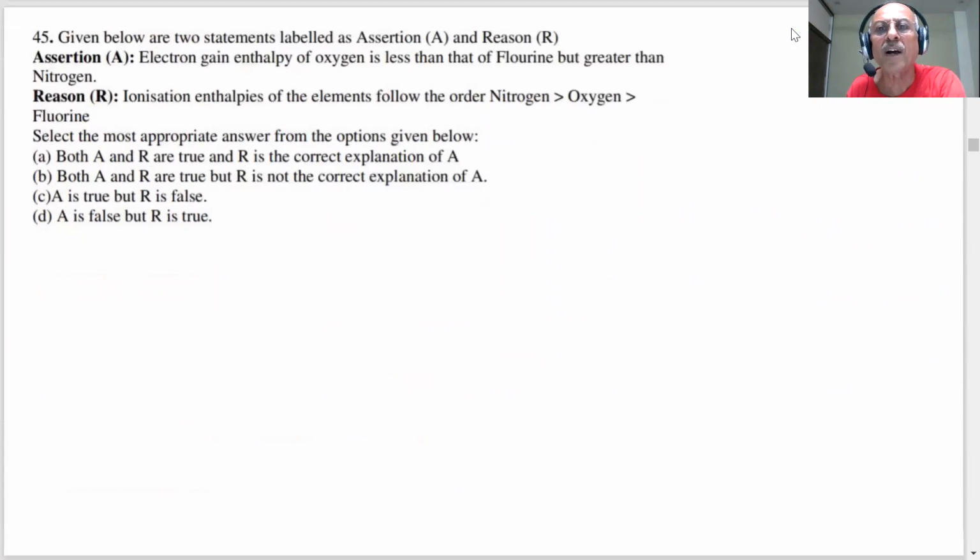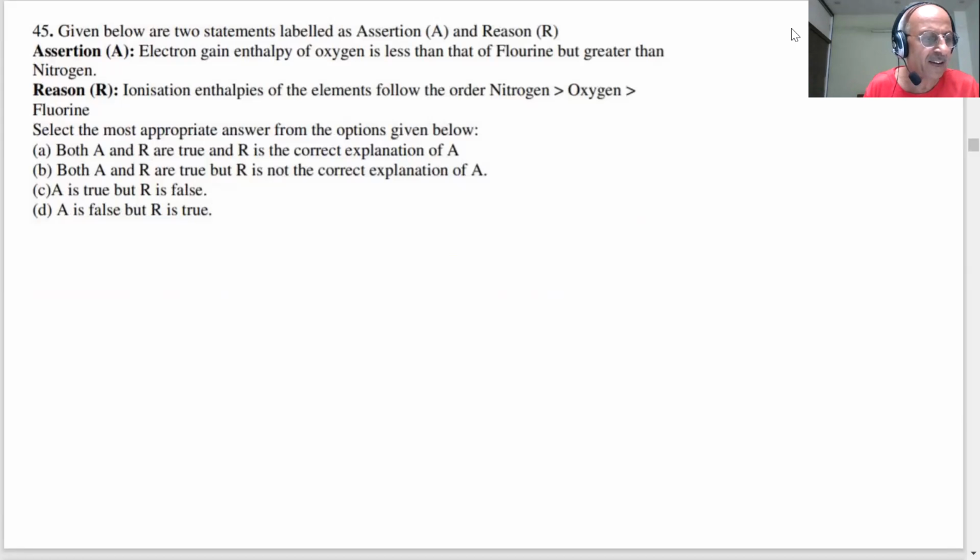Now coming to the questions which are assertion and reason, students. Assertion and reason question. How do we solve assertion and reason questions? You are given 4 choices. Select the most appropriate answer from the options given below. Both assertion A and R are true, R is the correct explanation of A. Both A and R are true, but R is not the correct explanation of A. A is true, but R is false. What do you mean by this, student?